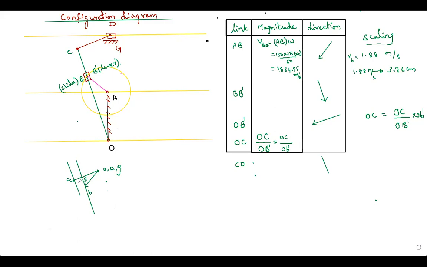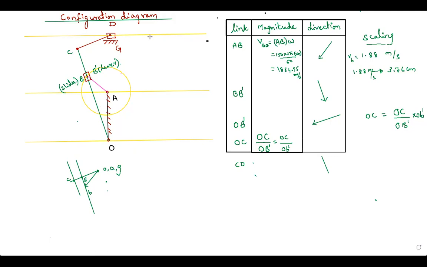Now, passing through C and perpendicular to CD, draw a line. On this line, you know that there is D, but we don't know where it is. So we know that D is also connected with G, and the motion is linear. So check where that G is in this diagram, and it's linear, right?